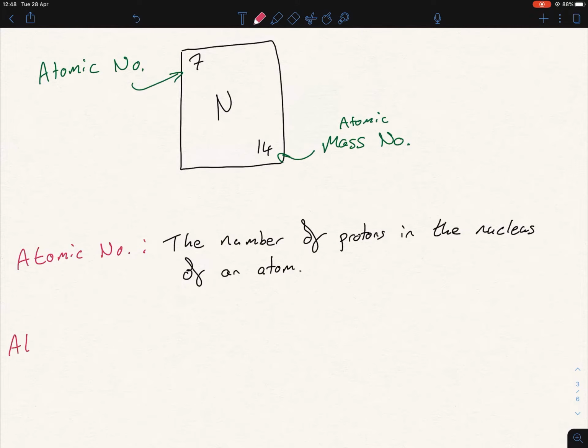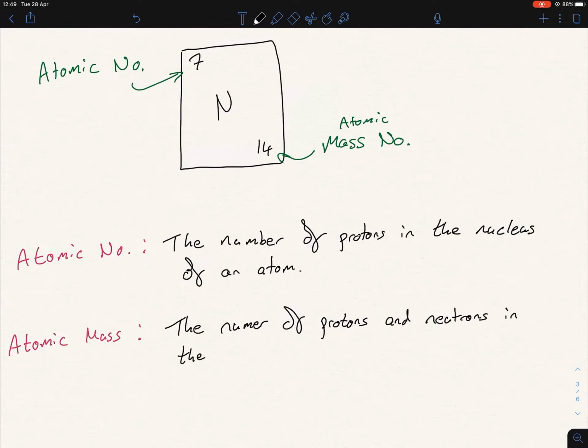So atomic mass. This is the number of protons and neutrons in the nucleus of an atom.